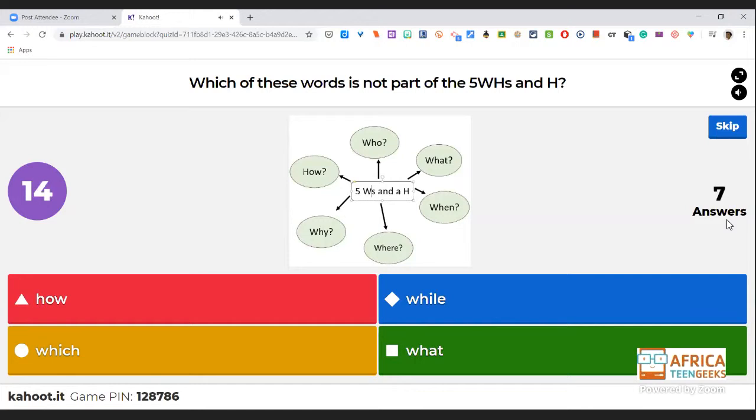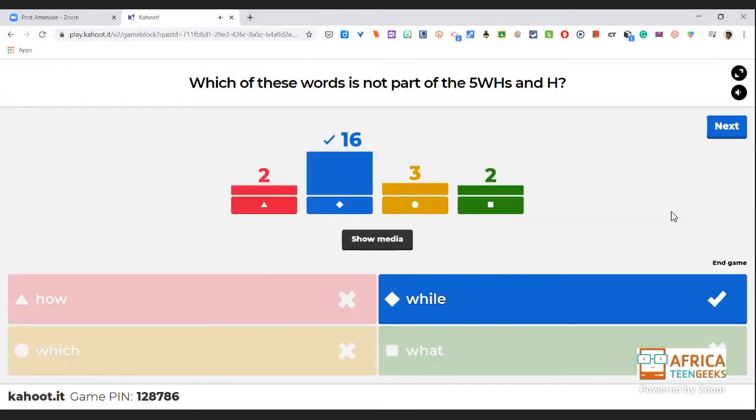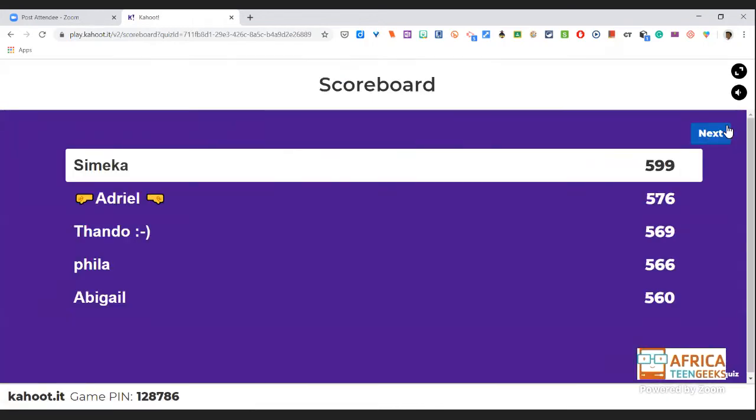Which of these words is not part of the 5 W's and an H? Oh, good. 16 people got that right. And you could see that "while" is not a question word, right? So very good. Don't forget that if you aren't playing the game with us, just write in the chat box what you think the answer is. Right, good. Well done. Well done, Samika, you were first.